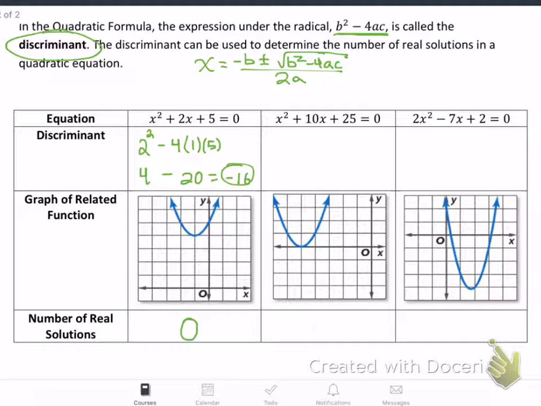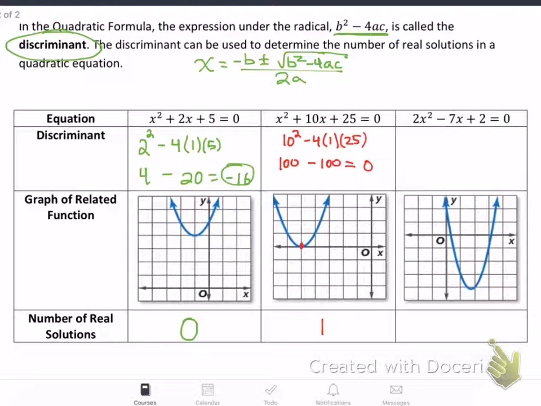And so if we do this second one, we have 10 squared minus 4 times 1 times 25. 10 squared is 100. 4 times 1 times 25 also gives you 100. This gives you an answer of exactly 0. When the discriminant is exactly 0, that parabola only has the vertex on the x-axis, so there's only one solution. So the discriminant, when it's equal to 0, gives you one solution.